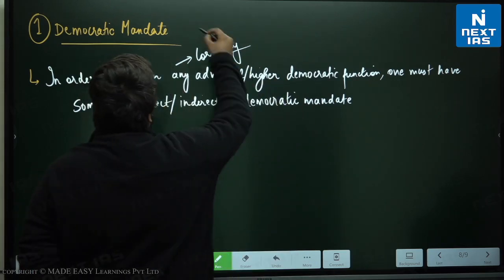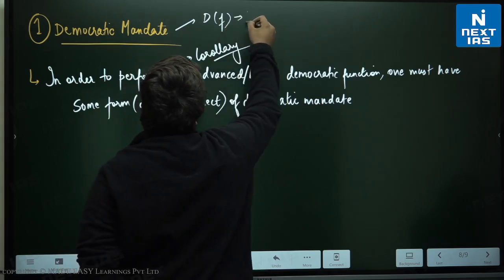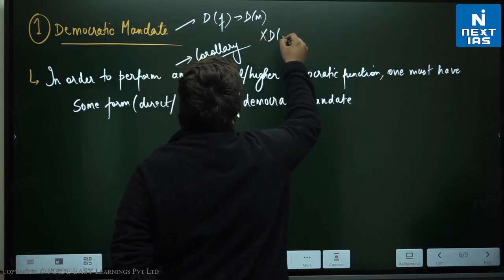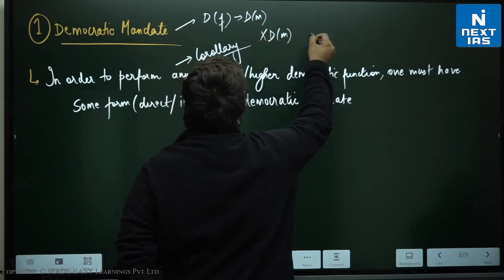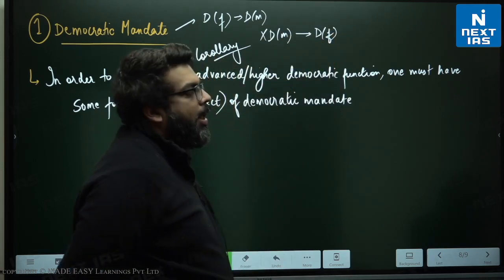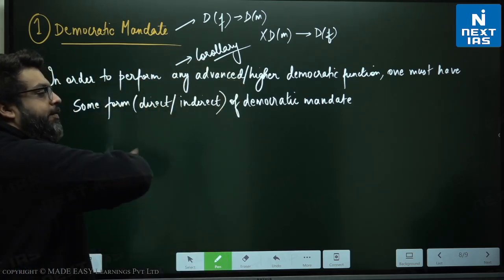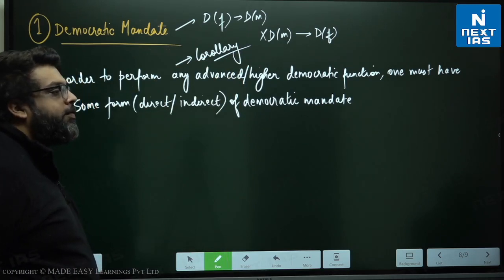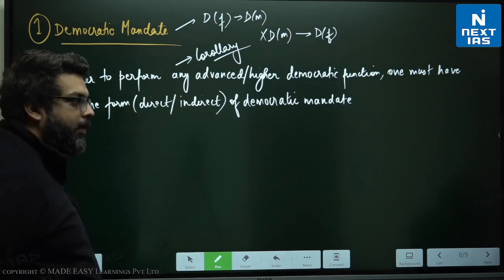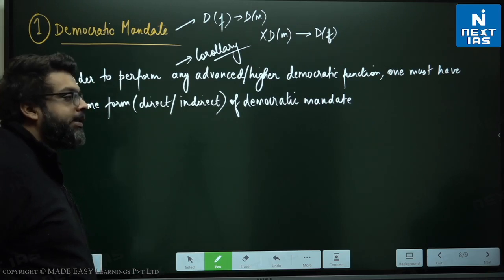So democratic mandate means to perform an advanced democratic function, you would require some form of democratic mandate, and if you don't have the democratic mandate of any form, you cannot perform the democratic function. Now let us look at the application of this rule through a diverse range of examples that you will find in polity, in constitution and the structure of this country. Okay, let's understand this basic democratic mandate rule.